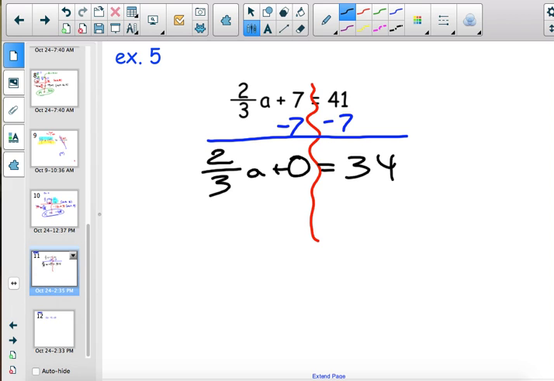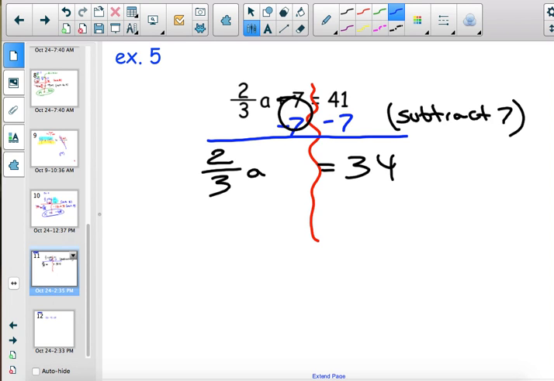Because the whole purpose of solving an equation is to get A by itself. So if you're going to zero it out, would you rather just write it up here? Okay, so now you're left with 2/3 A equals 34. Our first step is subtract 7 on both sides. Alright, now we have to do the opposite.